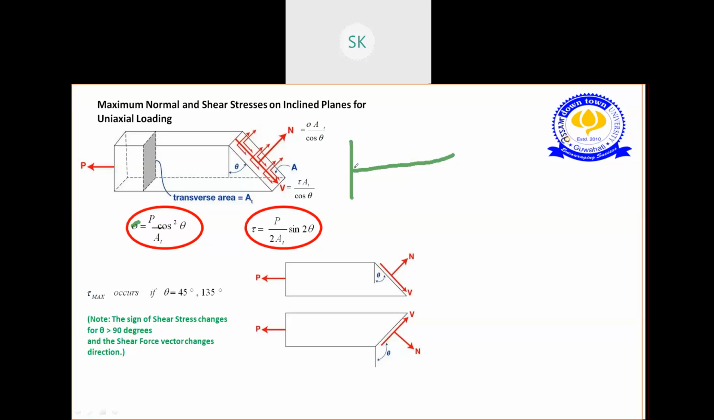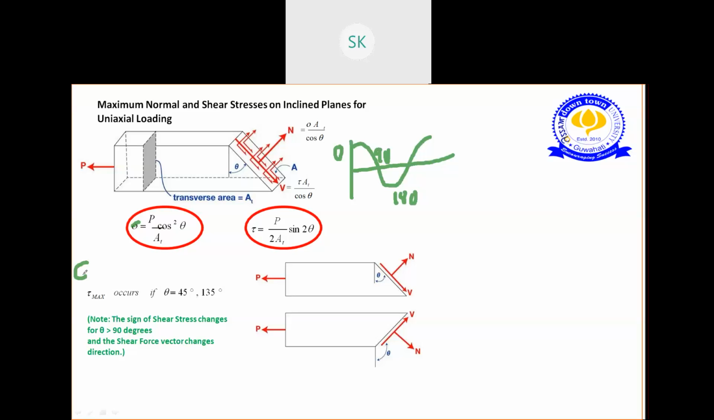It is somewhat like this. Here the angle is 0 degree. Here the angle is 90 degree. Here the angle is 180 degree. So when this curve is maximum, it is maximum either at 0 degree or at 180 degree. Okay, so your sigma will be maximum when the angle is 0 degree.